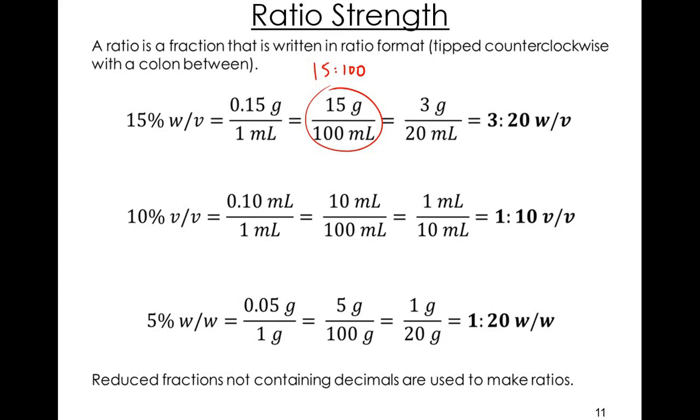To reduce the fraction, we divide the top and the bottom numbers by the largest factor that they both have in common. So for 15 and 100, 5 is a common factor. So we can divide the top and the bottom by 5. That gives us 3 on top, 20 on the bottom. 3 and 20 have no factors in common, except for the number 1. So this is our most reduced form, and we can tip it to the left and report it as the ratio 3 to 20, weight to volume.